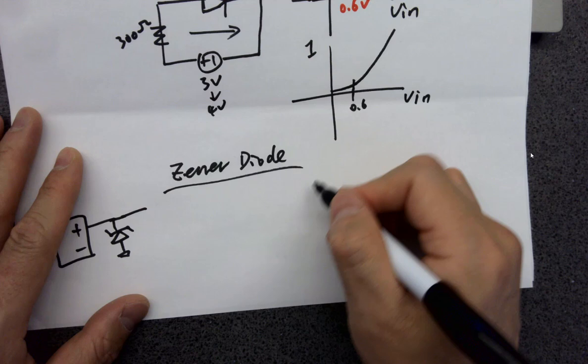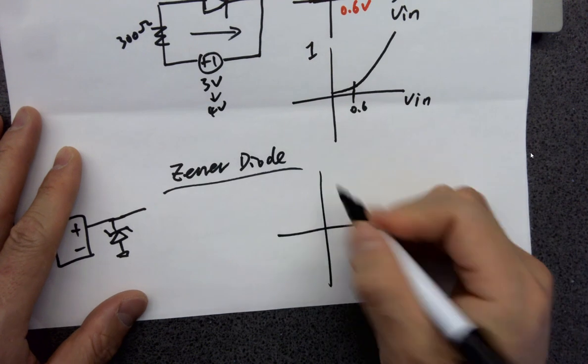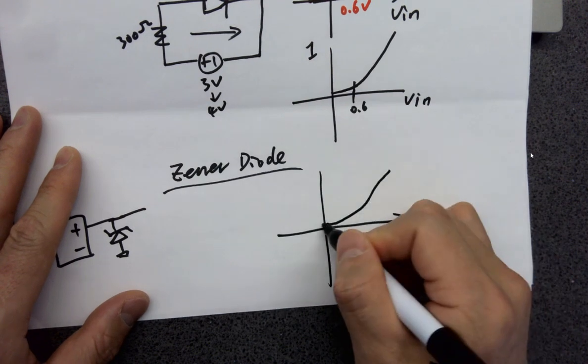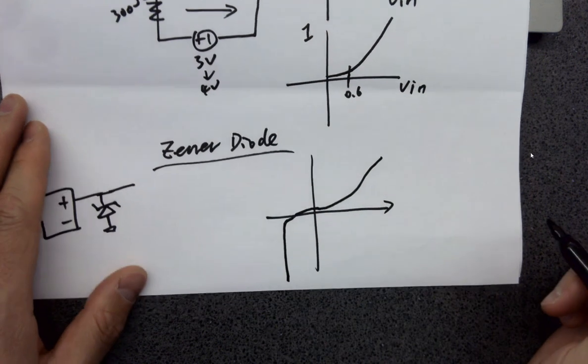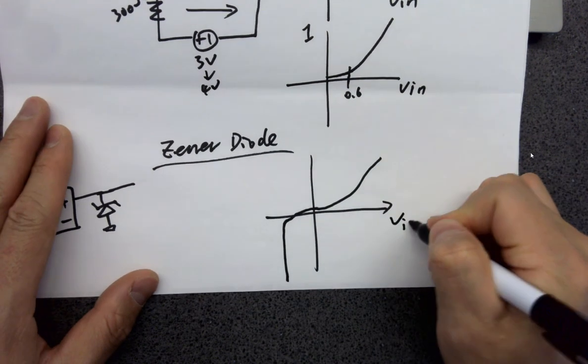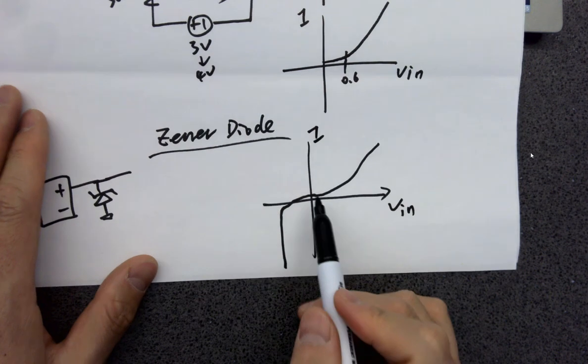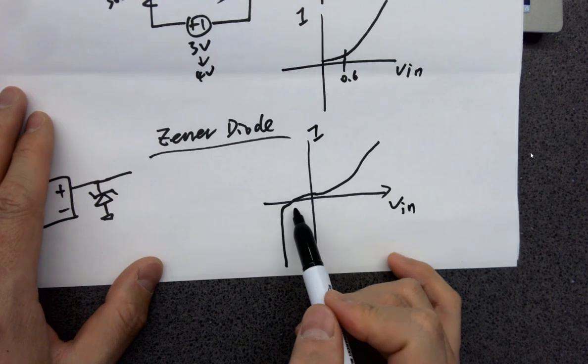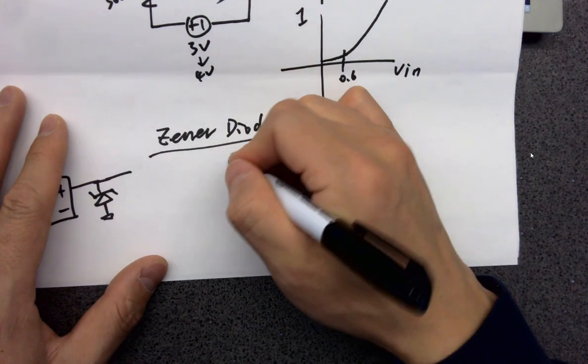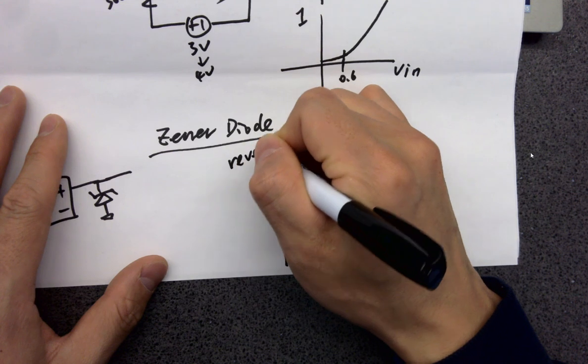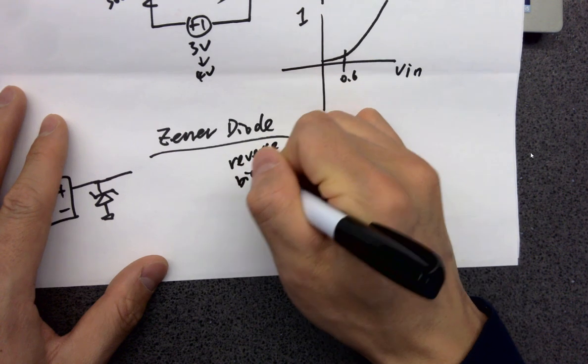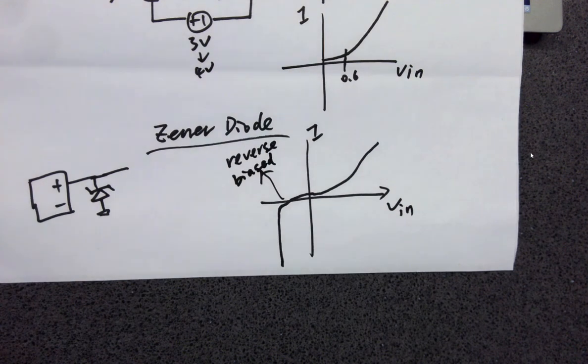So what's happening is the IV curve of the Zener diode is like this. So whenever it goes to the negative region of the V in, which means this part is reverse biased. So keep in mind, I've never seen the Zener diode being used in forward biasing situations. It's always been reverse biased.